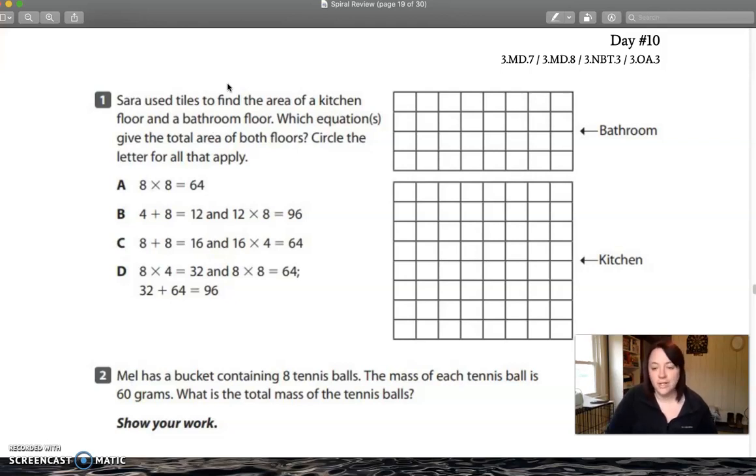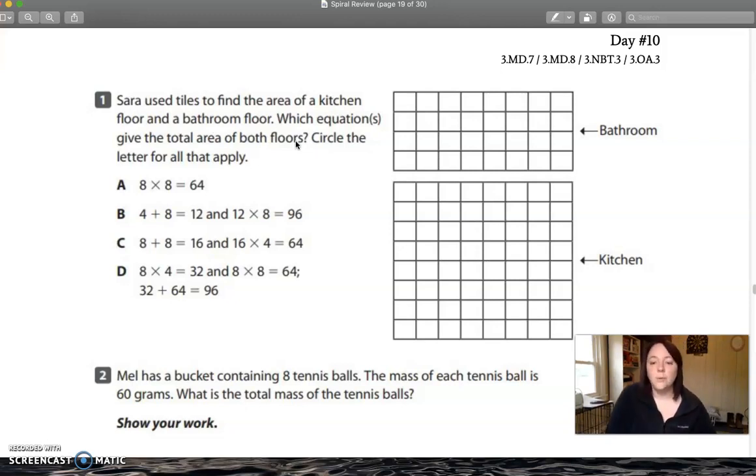So we are going to jump right in with lesson number 10 in our spiral review. If you guys have a paper or a whiteboard you'd like to write on, you can get that out and go for it. All right, so let's get started. I have it on my screen again so you guys can see it, and I also have my whiteboard and my marker if we need to do out a problem.